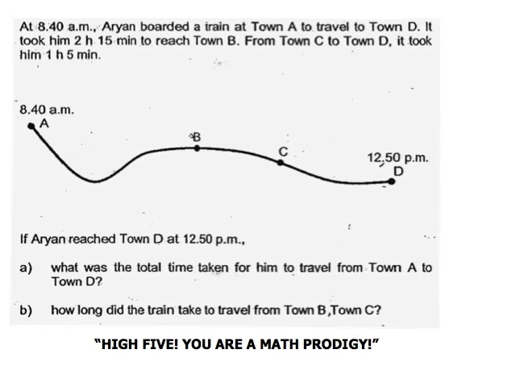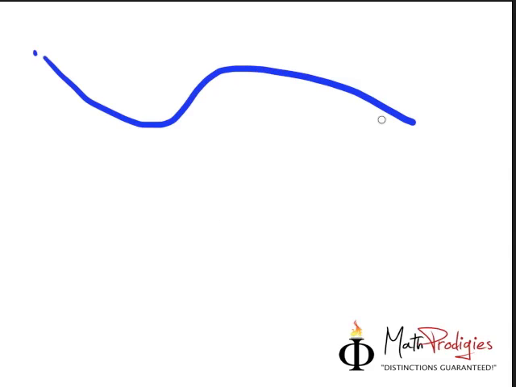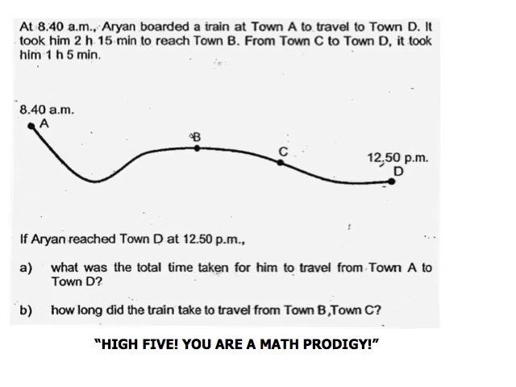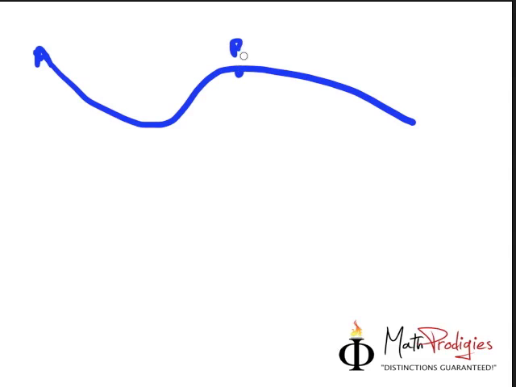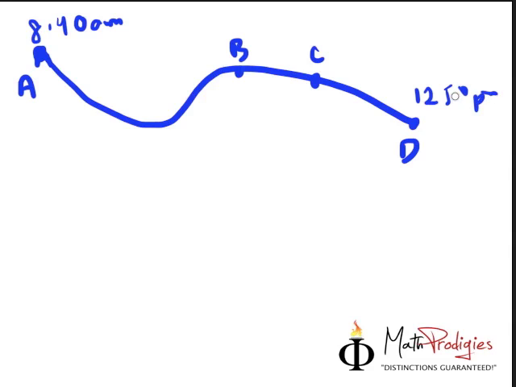Draw a similar kind of drawing. Okay, so A, where's B? B, where's C? C, this is A. Plus D over here. So 8:40 a.m., 12:50 p.m. Okay, don't confuse p.m. and a.m. 12:50 p.m. means afternoon and 12:50 a.m. means midnight. So this is still within the afternoon. So from 8:40 in the morning to 12:50 in the afternoon.